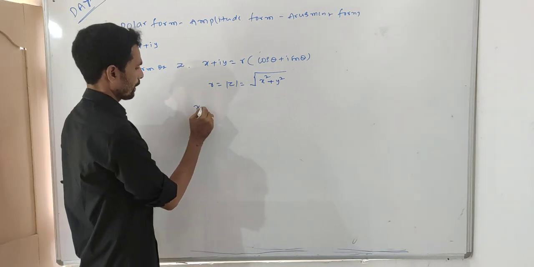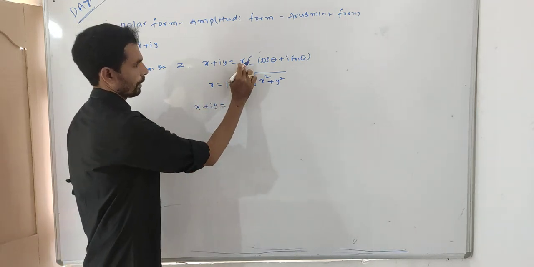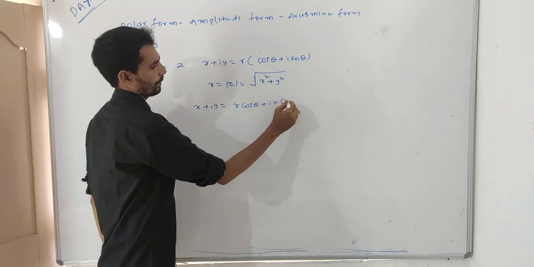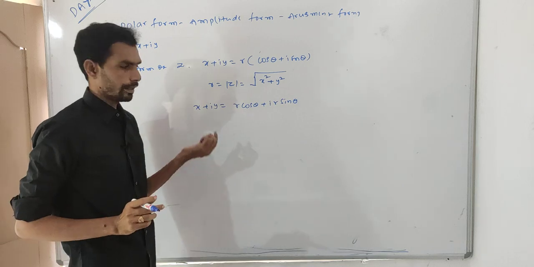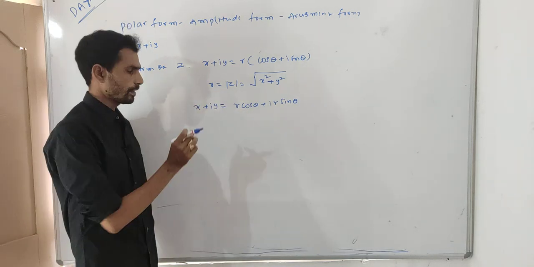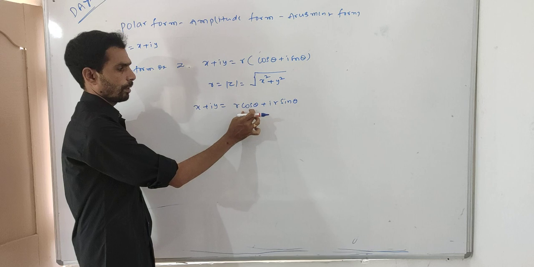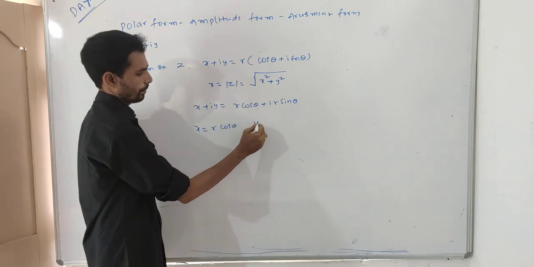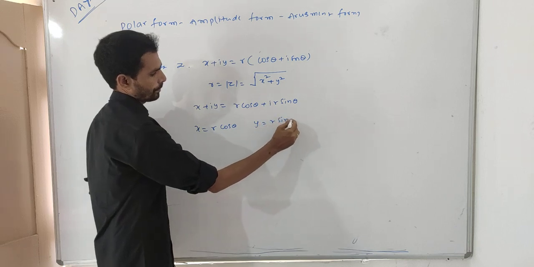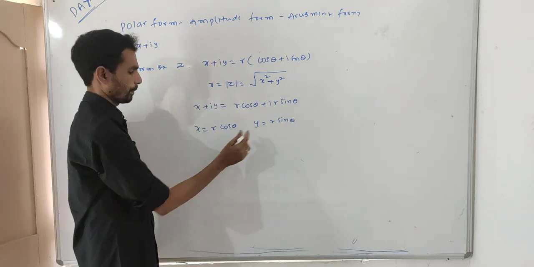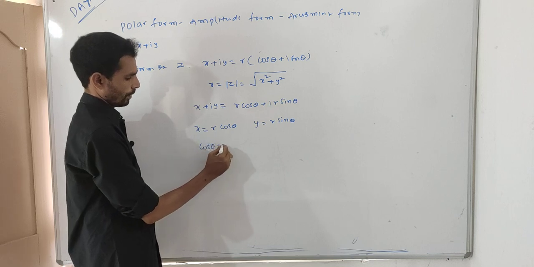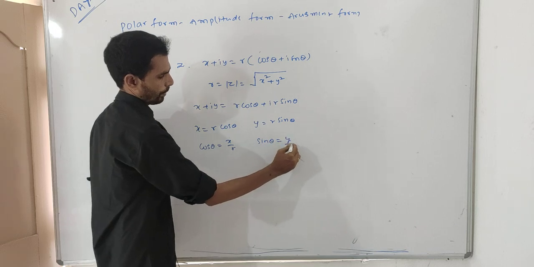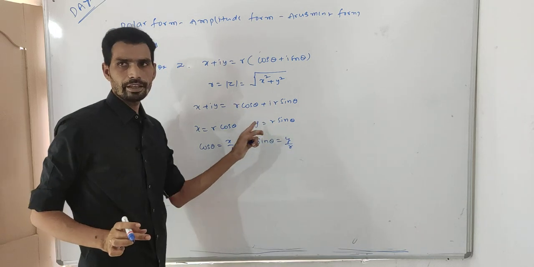Now here x plus iy is equal to r cos theta plus i into r sin theta. Now compare the real parts and imaginary parts. The real part is x, and here the real part is r cos theta. So x is equal to r cos theta. Similarly y is equal to r sin theta, because this one is the real part and this one is the imaginary part. So cos theta is equal to x by r and sin theta is equal to y by r.